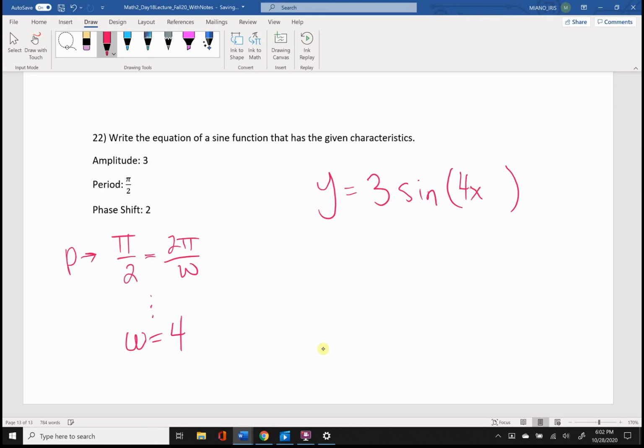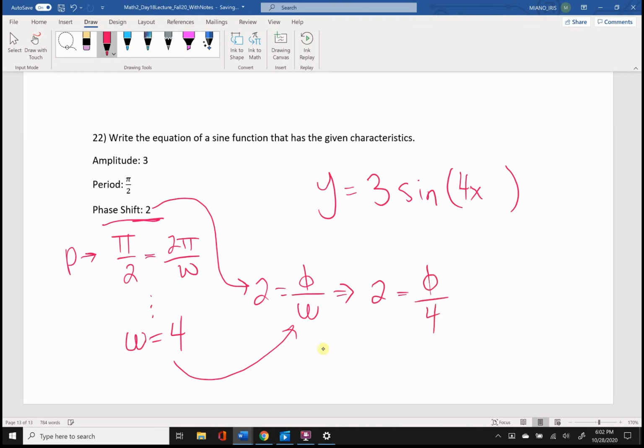And then there's an extra part to it because we do have a phase shift. So the phase shift, 2, is equal to phi over omega. Now, we already calculated omega as being 4, so that means that 2 equals phi over 4. So that means phi has to equal 8. And it's positive. When you have the structure here with a phase shift, you're always subtracting off the value of phi, which in this case will be 8. And there you have it, folks.